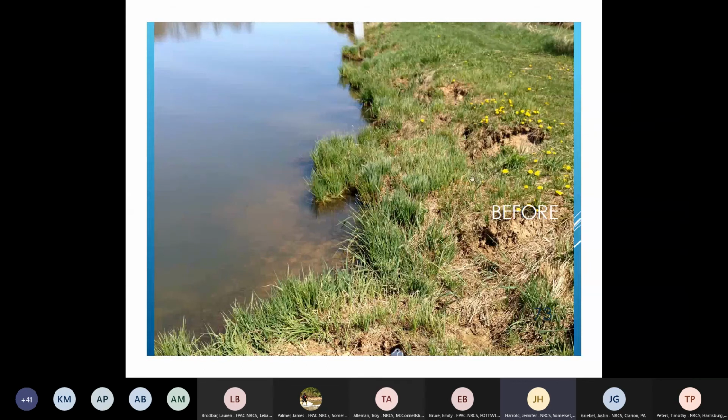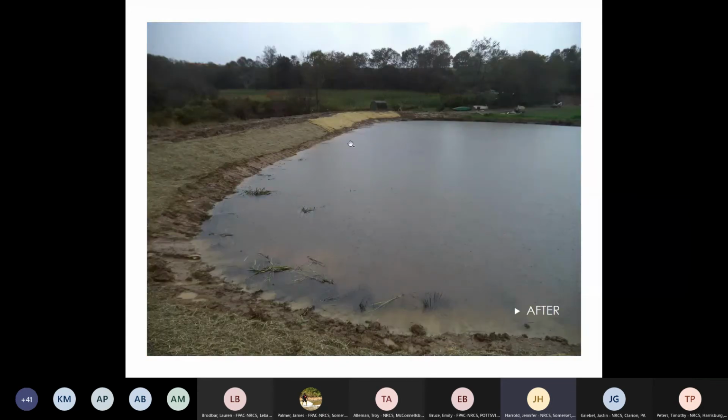This is a permanent easement for WRP. The muskrats have gone nuts in here. Just the pond was, the bank was leaking. Came back and repaired the holes, rebuilt the embankment. There's some erosion control methods here.